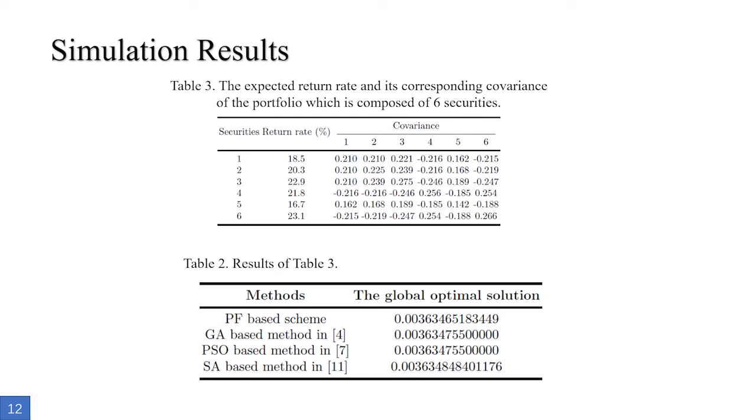In this simulation, we used more inputs to test the performance of the proposed scheme. Table 3 shows the expected return rate and its corresponding covariance of the portfolio, which is composed of 6 securities. Results are presented in Table 4. As we can see, the optimal solution of the proposed scheme is still smaller than other schemes.